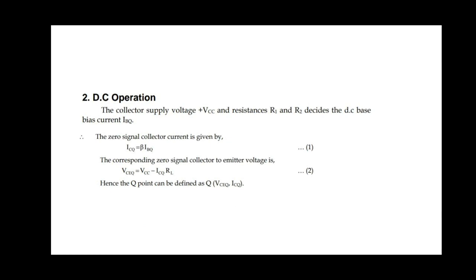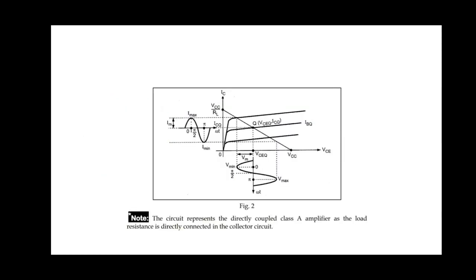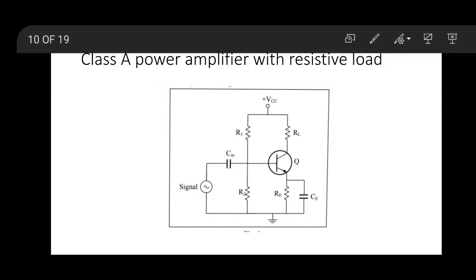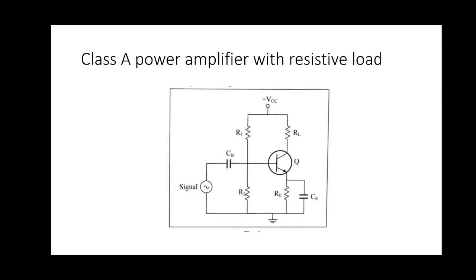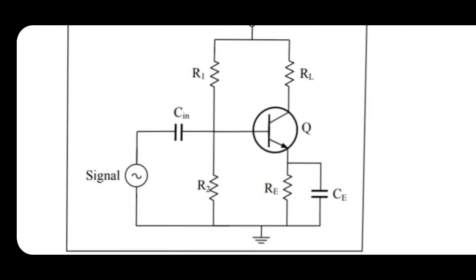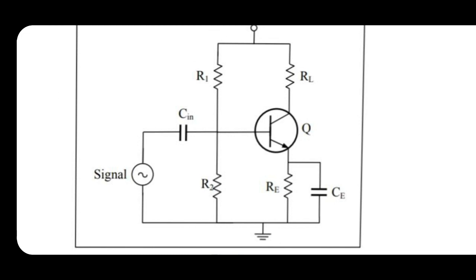Now, in order to have maximum AC output power, the peak value of the collector current due to the input AC signal alone should be equal to the zero signal collector current. To achieve this, the operating point is located at the center. By adjusting R1, R2 and RE in this circuit, we select the operating point at the midpoint.